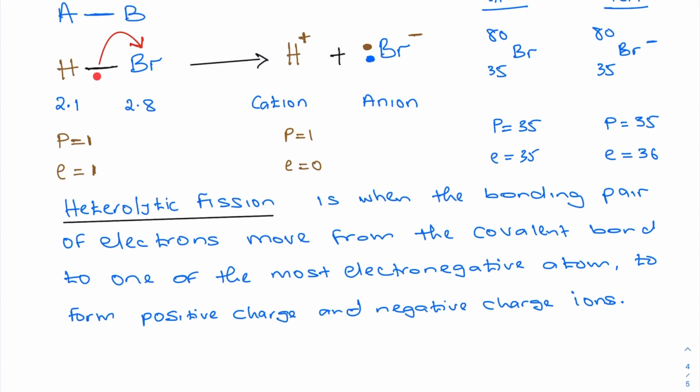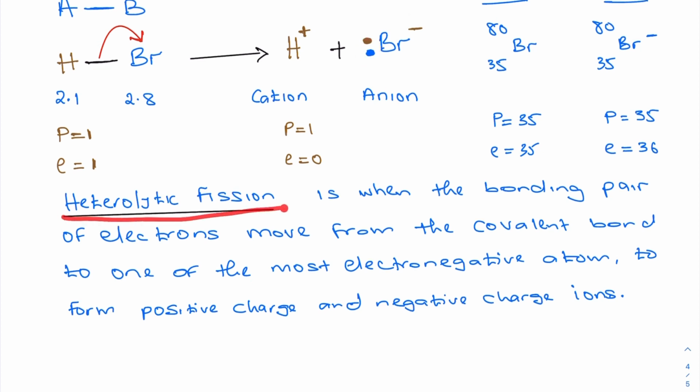Now, these 2 electrons here are those 2 electrons. This is heterolytic fission. Hetero because you're forming 2 different species. Not the same species, but 2 different species. Hetero means different. And fission indicating breaking, bond breaking.